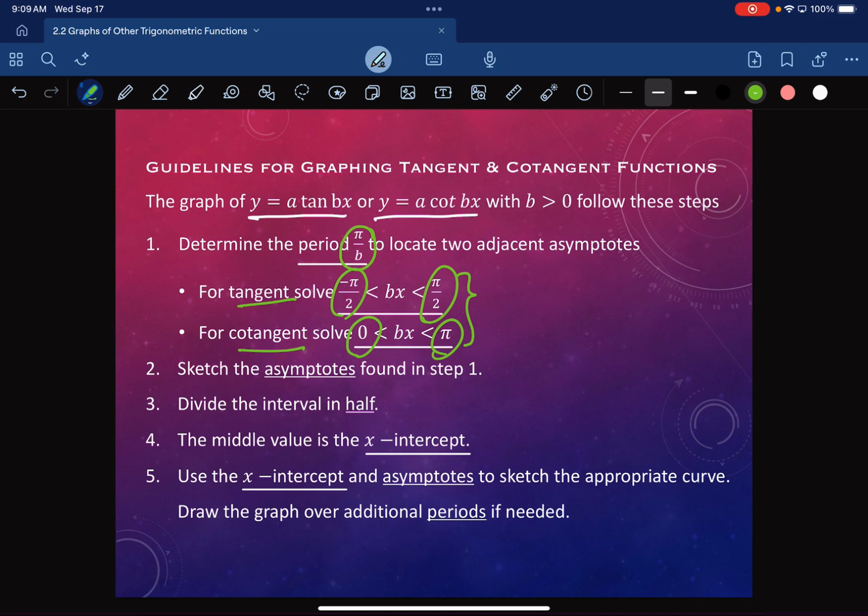The division in half spots our x-intercept, so we're going to label the x-intercept. And so it says that middle value where we've divided it. Number 4 is this x-intercept. And then on 5, we're going to use that x-intercept and the asymptotes to sketch the graph, and we will draw additional periods if we're requested to do so. And I do believe we're going to be doing some additional periods today on these graphs. We haven't seen that happen just yet, but we will.